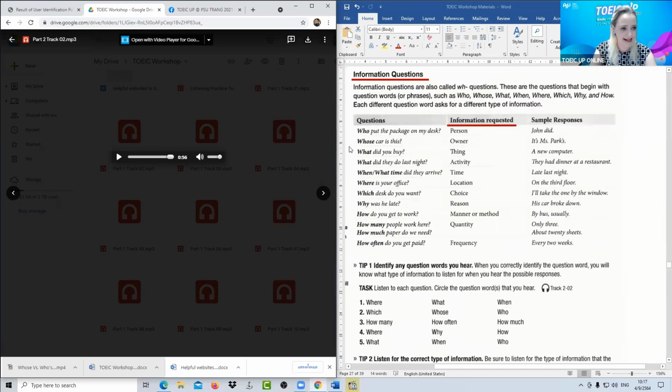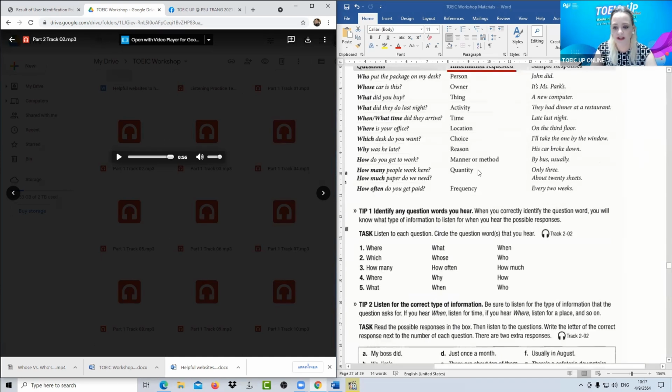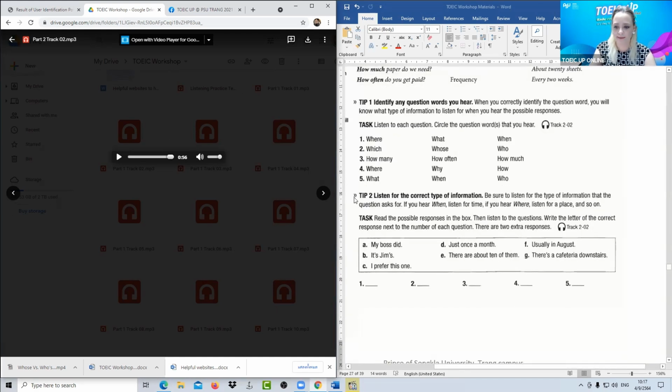Okay, so very easy. And like I said, I'm going to refer to this table often so that we go over this information requested. Tip 2 says, be sure to listen for the type of information that the question asks for. If you hear when, listen for time. If you hear where, listen for a place or a location. Okay, this makes it a little easier in this section.